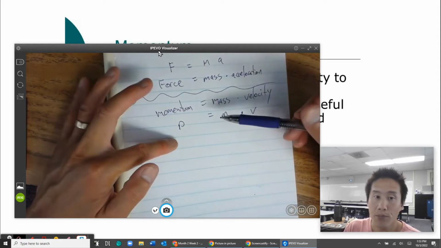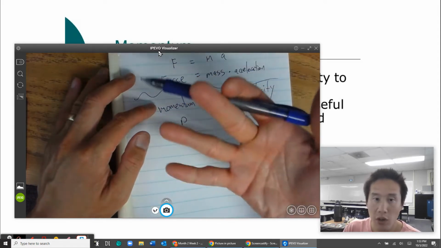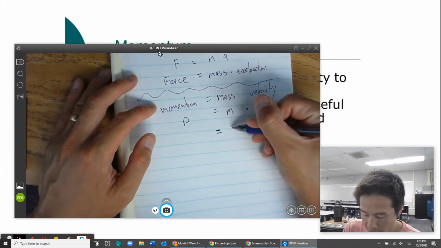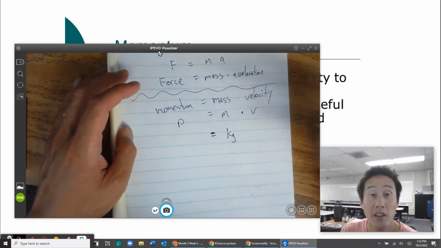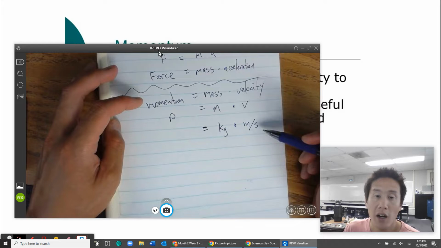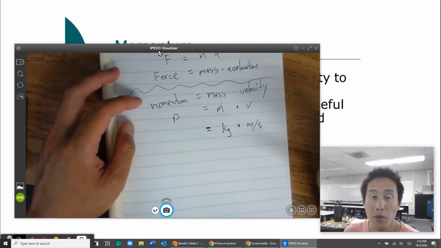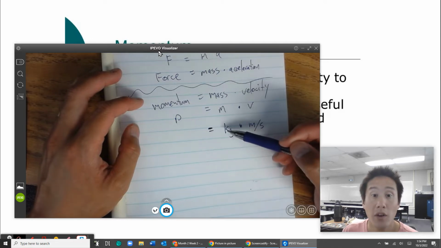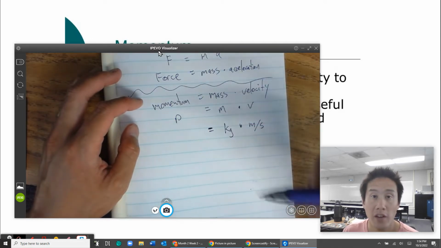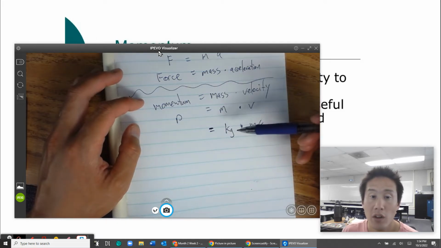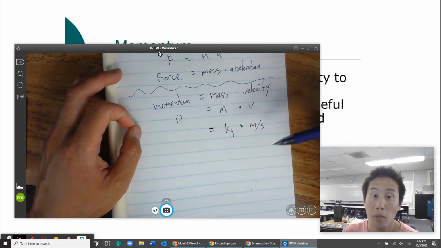So the units: p is equal to something in kilograms. We convert mass to kilograms. And for velocity, we always talk about meters per second. I mean, velocity can be kilometers per second or kilometers per hour, and mass could be grams or milligrams. But when calculating momentum, we convert everything to kilograms, and speed to meters per second.